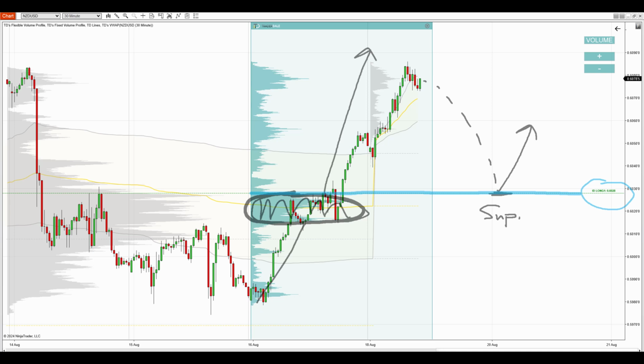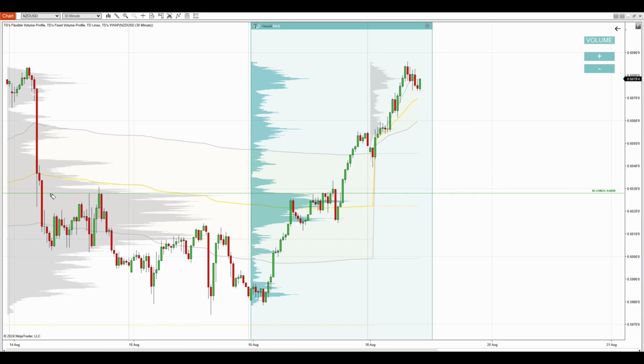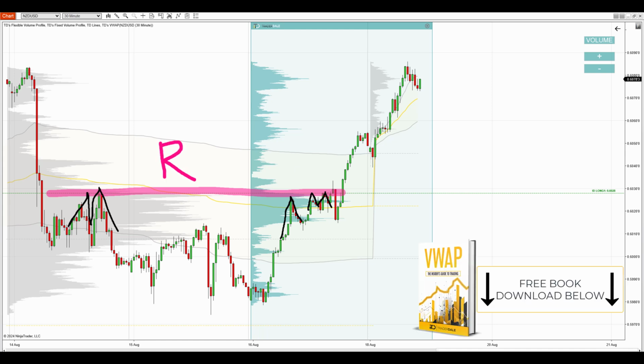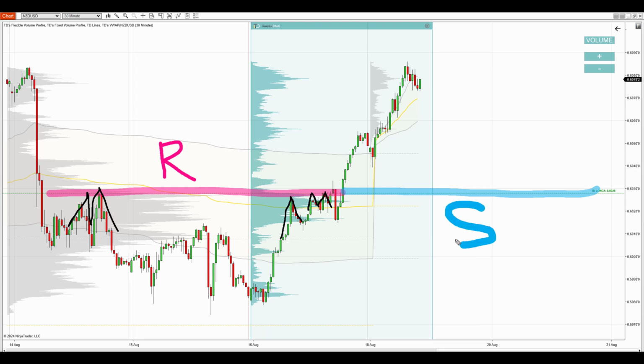Now, in the past, this support worked as a resistance. Let me delete all that. This worked as a resistance because the price was reacting to that level in here, also in here, and those small reactions in here. So this was a resistance, and when the price blew past that, the resistance turned into a support.